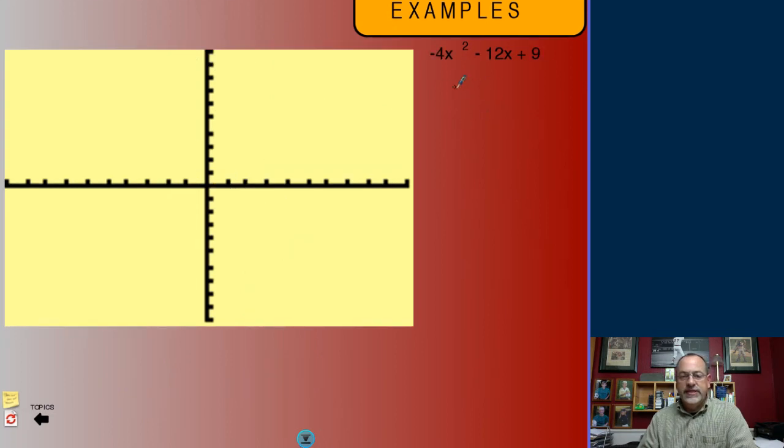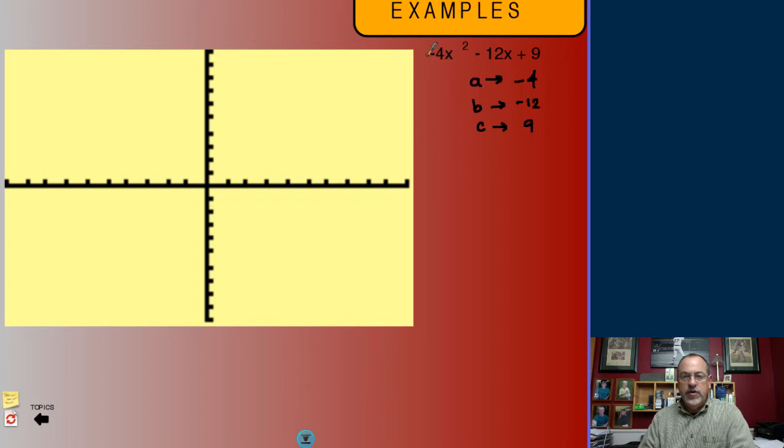Alright, so here's our next example. We have negative 4x squared minus 12x plus 9. So the first thing I like to do is make sure it's in standard form, which it is. And then we're going to determine our values. So our a value is negative 4. Our b value is negative 12. And our c value is 9.